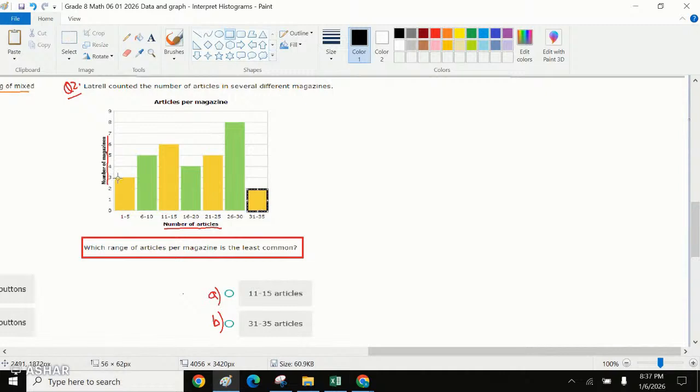This looks small and this looks small. Let's see which one of them is smallest, right? This would be 3 and this was 2. Agreed. That means this is the smallest, right? So that is between 31 and 35. Yes, so true. That means option B is the correct option. So we click on 31 to 35.